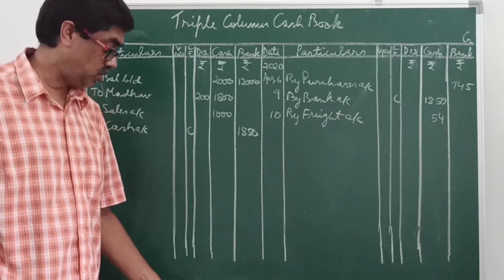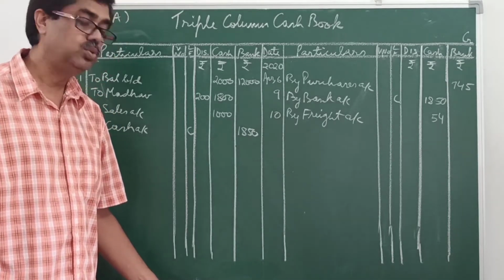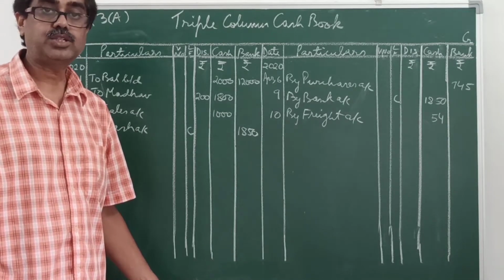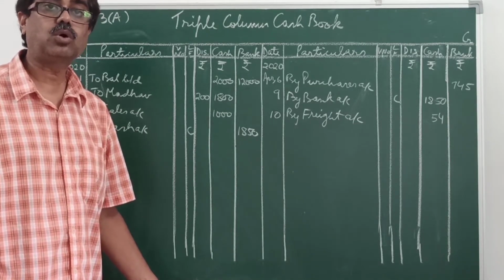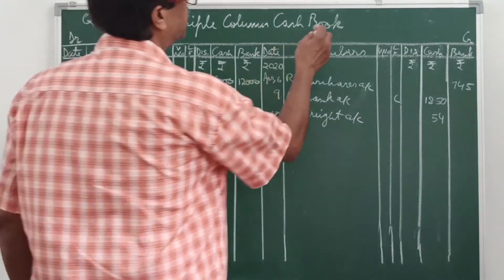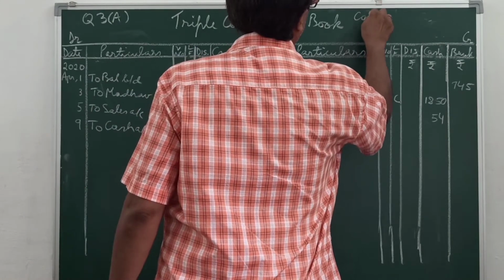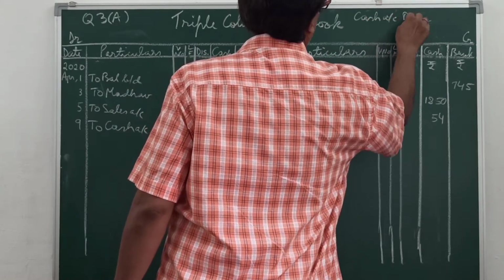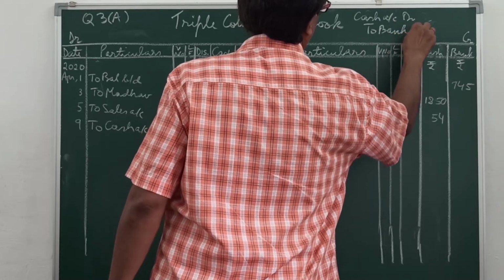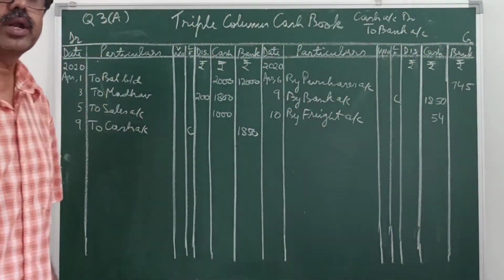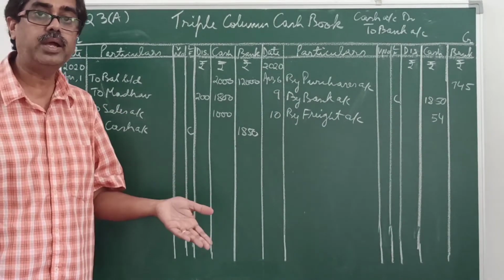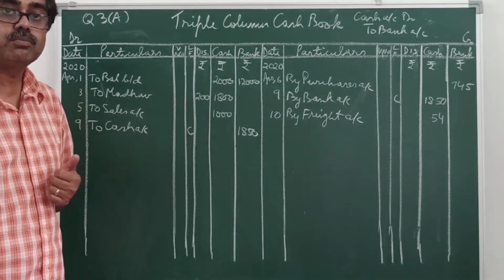The next entry on 12 is cash withdrawn from bank for office use. Cash withdrawn from bank for office is also a contra entry. The entry will be, writing rough: debit what comes in, cash account; credit the giver, bank account. It is a contra entry. So now we have two contra entries, deposited cash into bank and withdrew cash from bank.